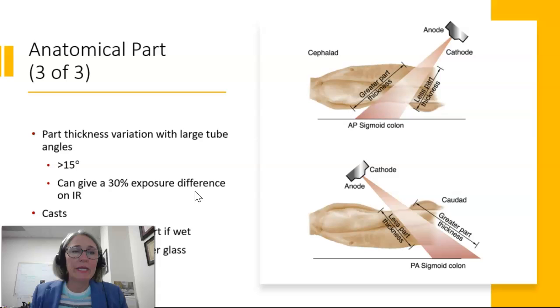If we are looking here, we have part thickness variations with tube angles. If you have an angle that's greater than 15 degrees, it can give you up to a 30% exposure difference on your IR. Crazy, huh? As you can see, here versus here, this has got further to travel and it's going through more anatomy. So it's greater part thickness compared to here. Same thing here. Just keep that in mind when you're doing angles more than 15 degrees, you're going to see changes there with your intensity on your IR.